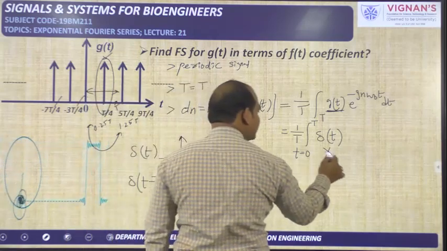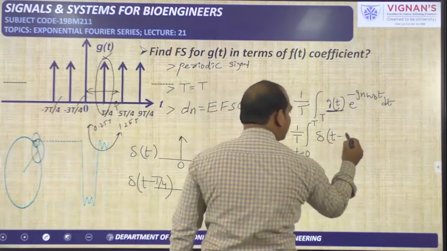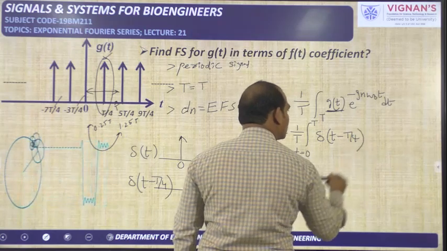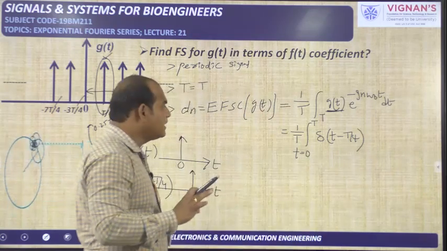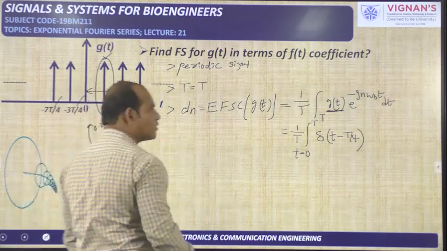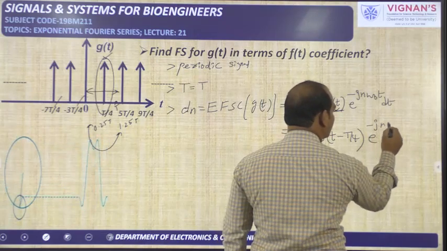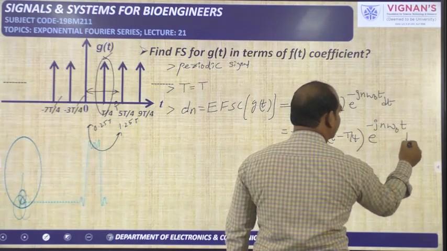So what do we need to write? The shifted version we need to write. That means delta of t minus T by 4. That is nothing but g of t in the time duration t equal to 0 to capital T. Okay, so after writing this one, e power minus jn omega naught into t dt.